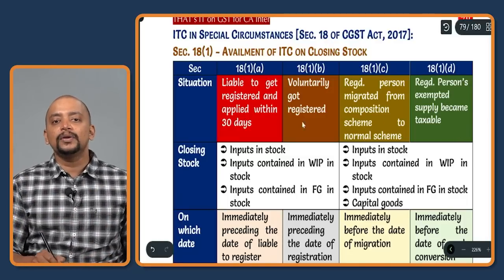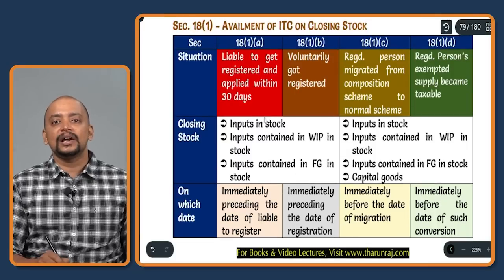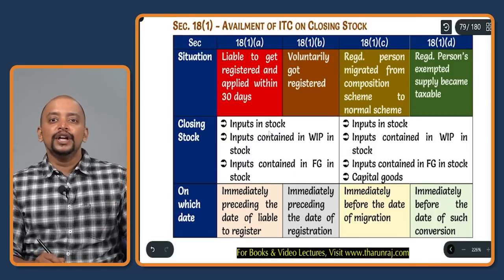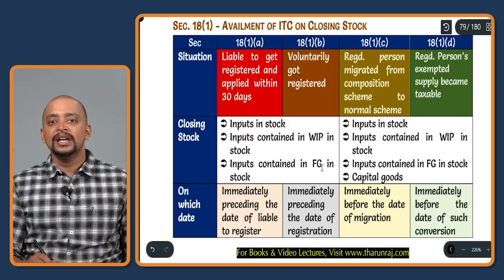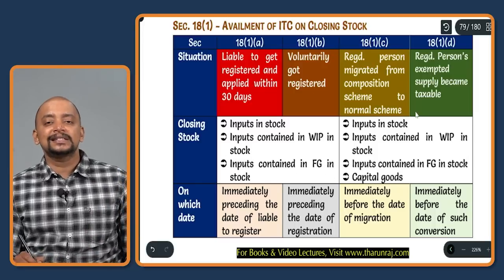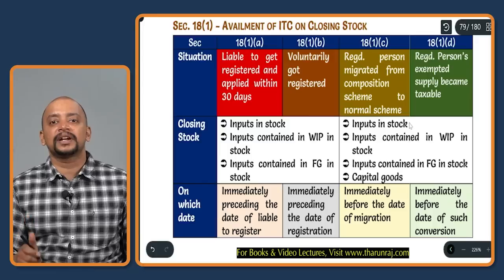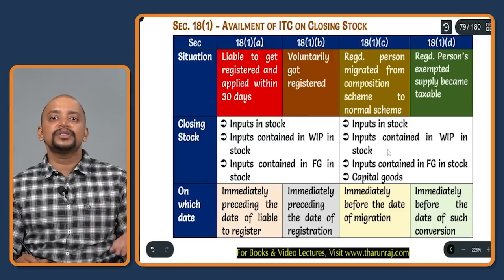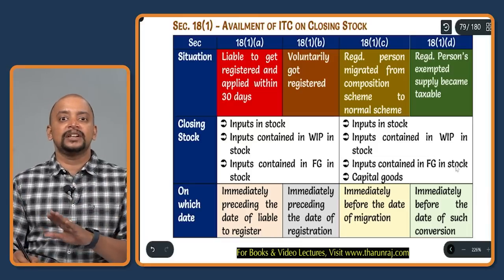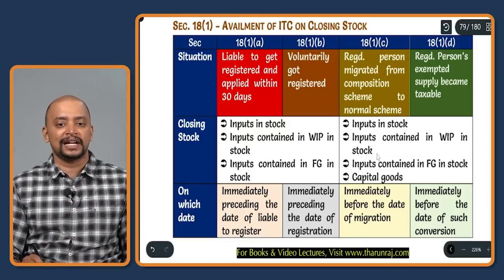Now in case of 1A and 1B, they can avail ITC on closing stock. What is the closing stock? Inputs as such held in stock, inputs in WIP held in stock, inputs in FG held in stock. Whereas in this case, the meaning of closing stock is slightly different. Here we have even capital goods also. Inputs as such held in stock, inputs in WIP held in stock, inputs in FG held in stock, and even capital goods also they can take ITC.